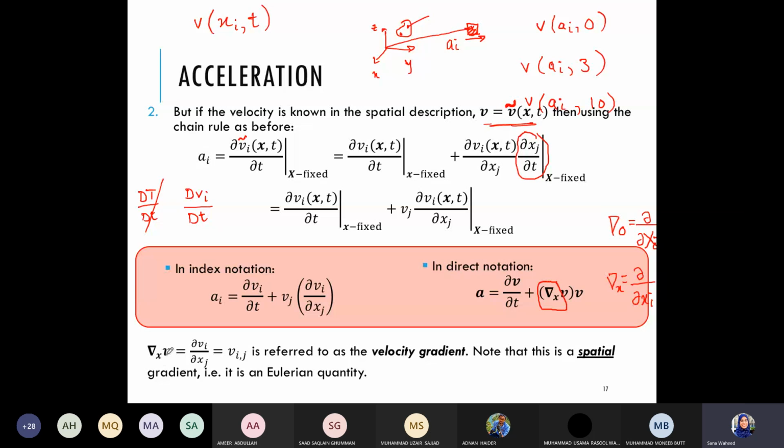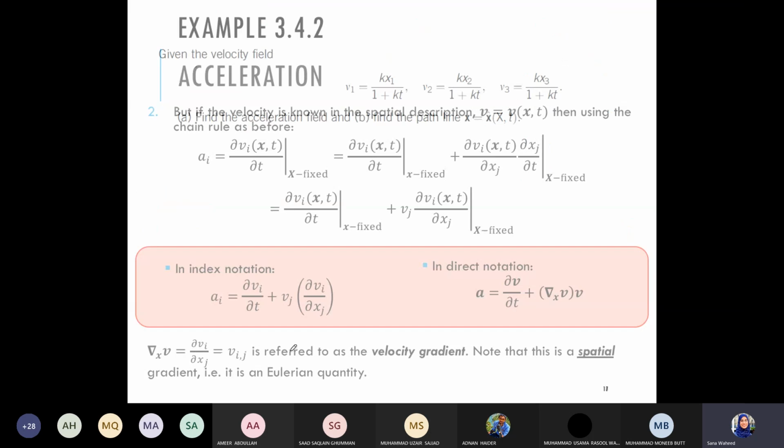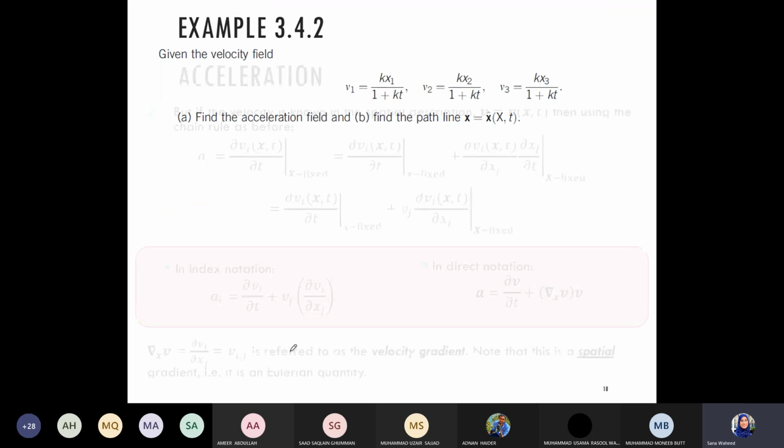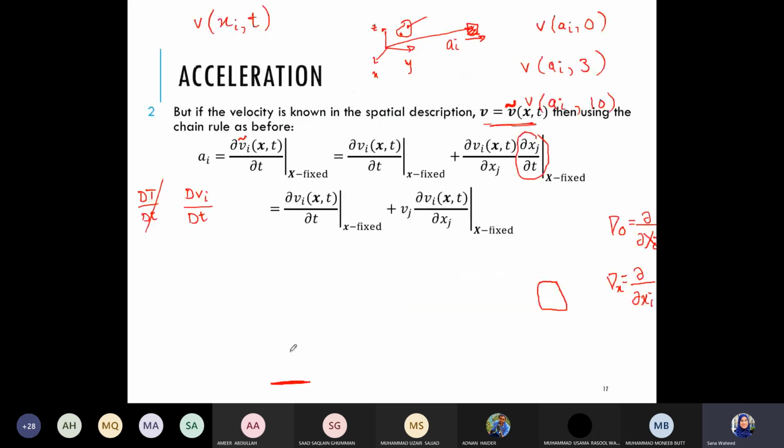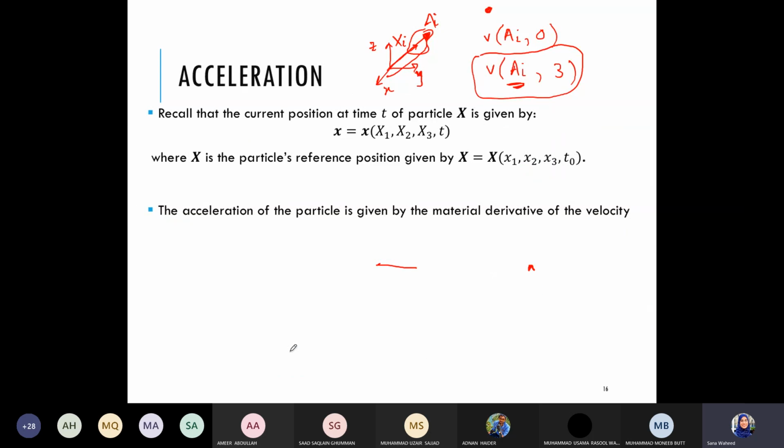Okay, this del x with respect to x जो है ना, this is a spatial मतलब Eulerian gradient है ये, Eulerian quantity है, because it's with respect to small x. Yes, and this is known as the velocity gradient. जिस तरह पहले हमने deformation gradient etc किए, वो सब material description के gradients थे, ये Eulerian या spatial वाले हैं. Okay, right. So अब हमें acceleration भी आ गई है, and now then I'm gonna have some examples of each of velocity and acceleration to understand in depth what they are.